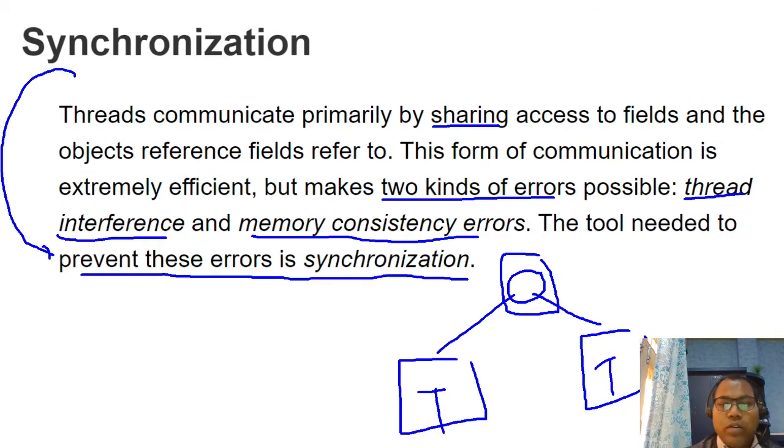Synchronization is a mechanism to solve these errors. Whenever you want thread communication, generally we share an object between the threads. Whenever you share objects, you get some benefits but also some kinds of errors. So how do we solve those errors? That is where synchronization helps us. Synchronization helps us solve errors while sharing one object with multiple threads.